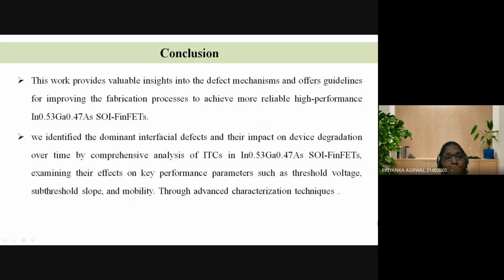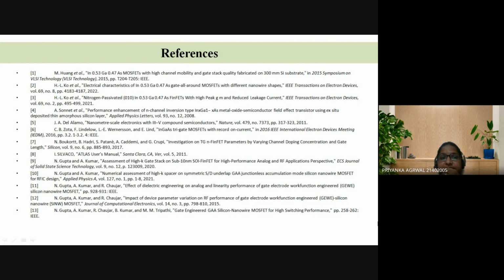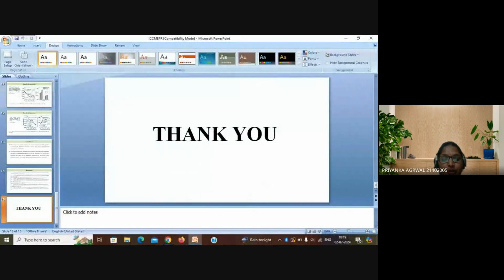So this is the conclusion. As we have discussed the interfacial defects, using the interface trap charges, we can minimize or optimize the defects. This work provides valuable insight into the defect mechanism and offers guidelines for improving the fabrication process to achieve more reliable high performance. And we also identify the minimum interfacial defects. These are the references, and thank you.